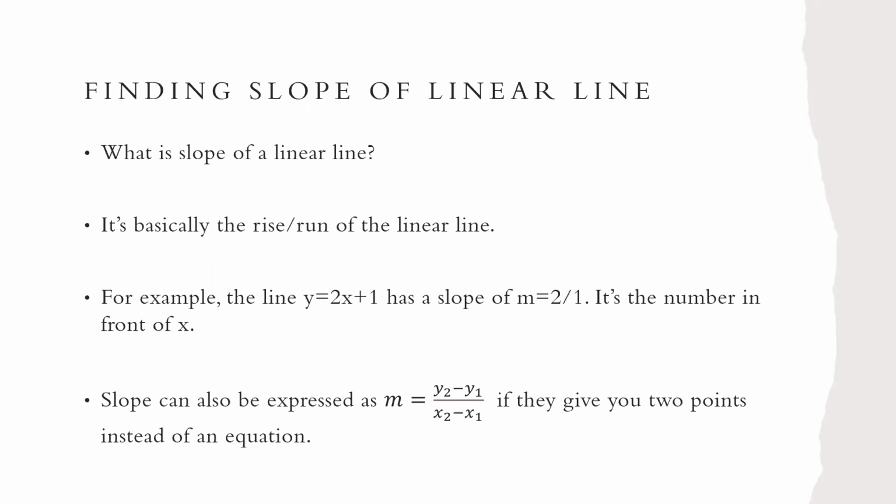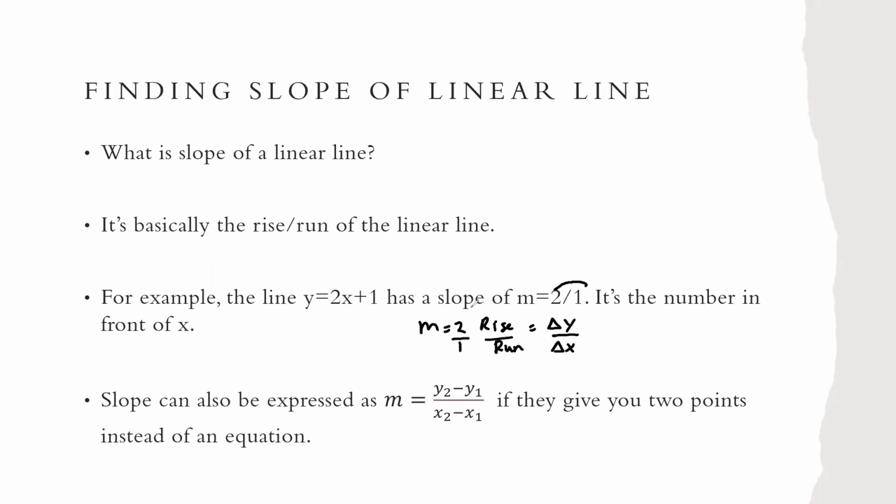For example, the linear line y equals 2x plus 1 has a slope of 2 over 1. It's basically the number in front of x. The reason why I put it as a fraction, 2 over 1, is that the number in front of x is 2, but slope is also considered the rise over run. So what that means is you rise 2 and run 1. You can also think of it as the change in y over the change in x.